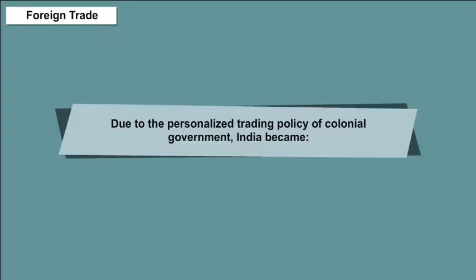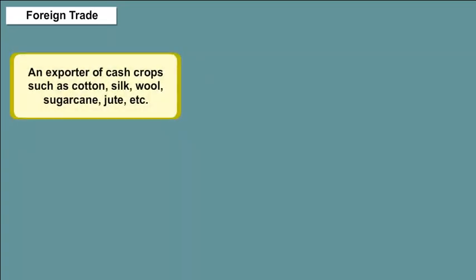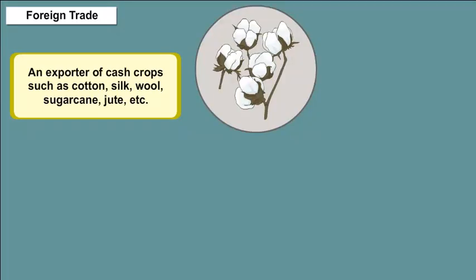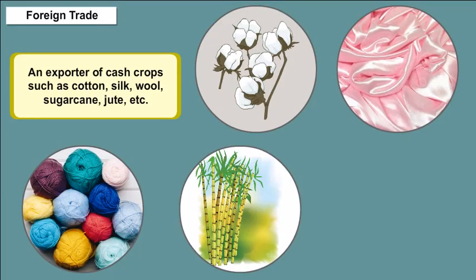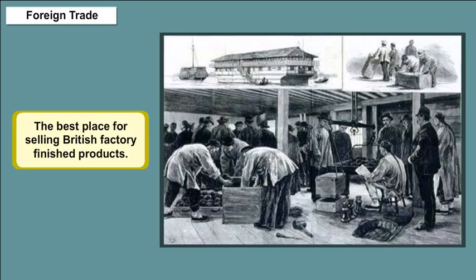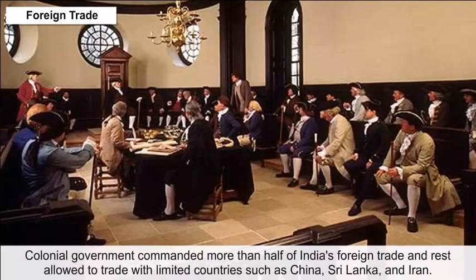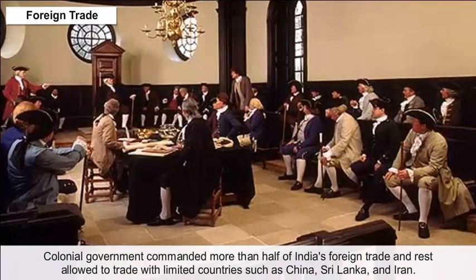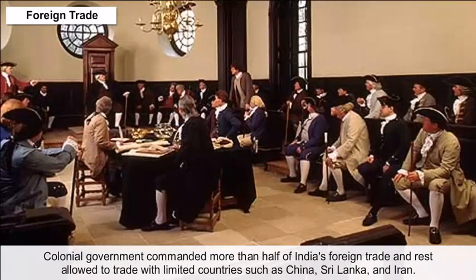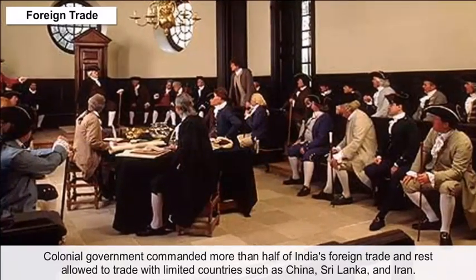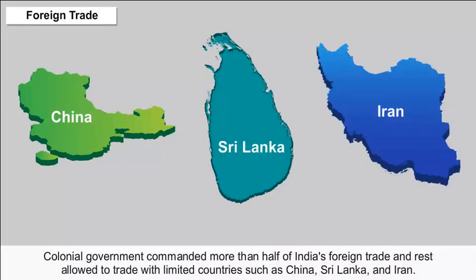Due to the personalized trading policy of the colonial government, India became an exporter of cash crops such as cotton, silk, wool, sugarcane, jute, etc. and the best place for selling British factory finished products. The volume of India's exports was comparatively higher than its imports. The colonial government commanded more than half of India's foreign trade, and the rest was allowed to trade with limited countries such as China, Sri Lanka and Iran.